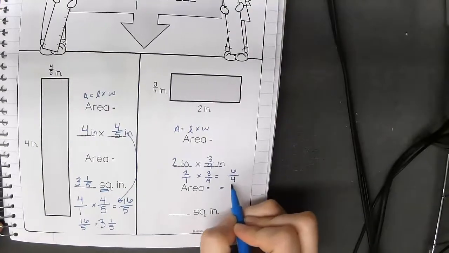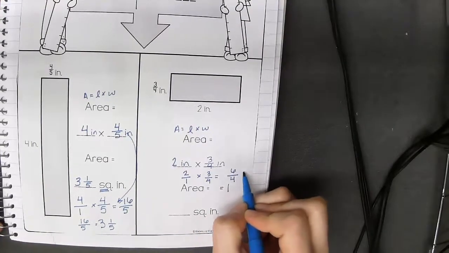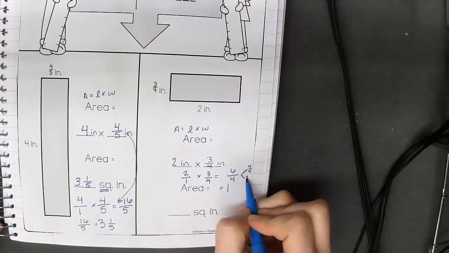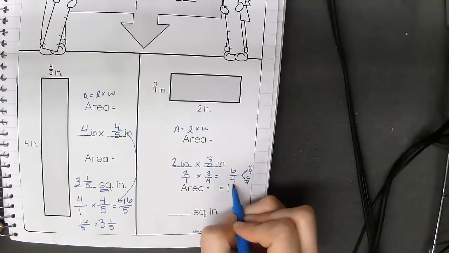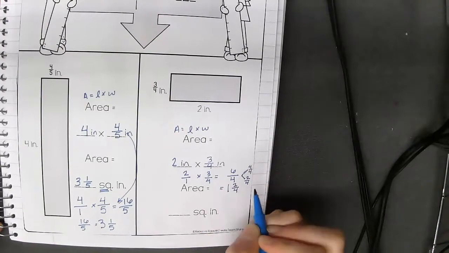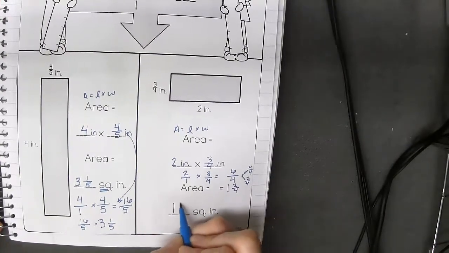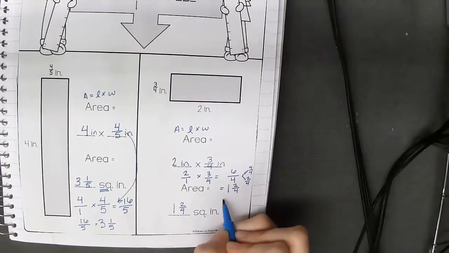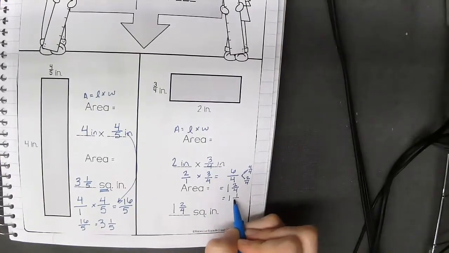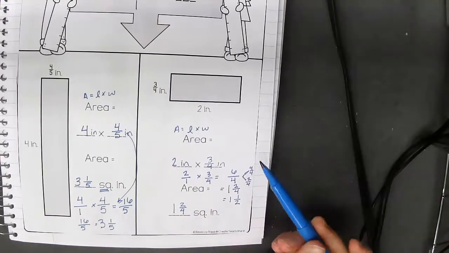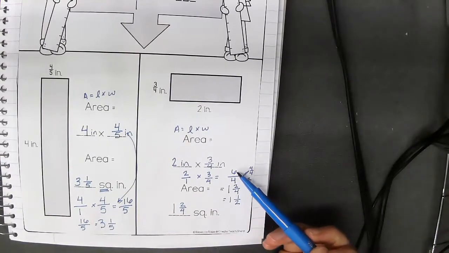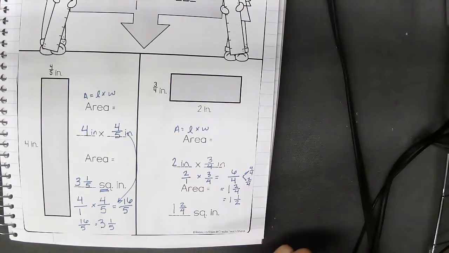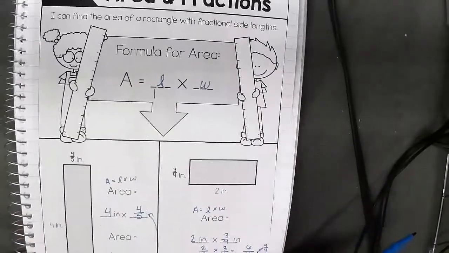When I go to reduce, I see 1 whole for my 4 over 4. And I know that I have 2/4 left over. So my area would be 1 2/4 square inches. Now 1 2/4 can also simplify to 1 1/2 if you would prefer. But our main goal is to just get it from this improper fraction to our mixed number. Okay.